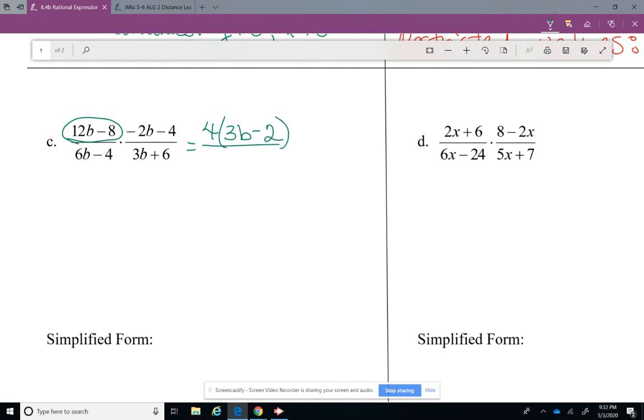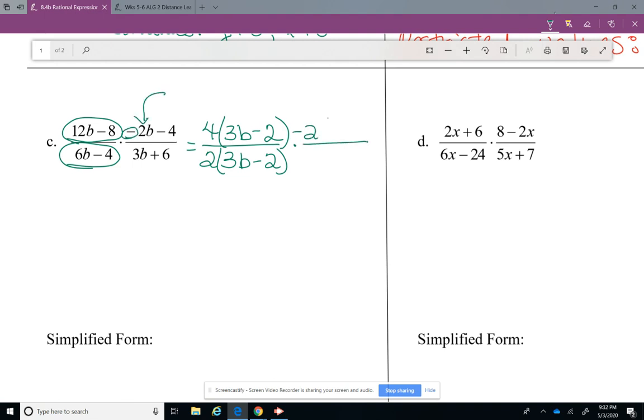All right, let's go ahead and do the denominator. That's going to be 3 times 2b is 6b. Let's not do 3 because they don't have 3 in common. They have a 2 in common. Sorry, so we're going to do 2. 2 times what is 6b? 3b. 2 times what is negative 4? Negative 2.